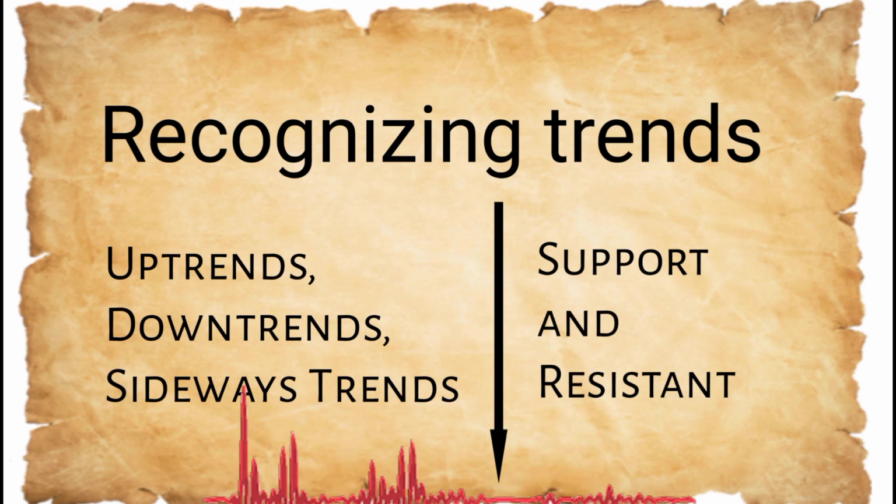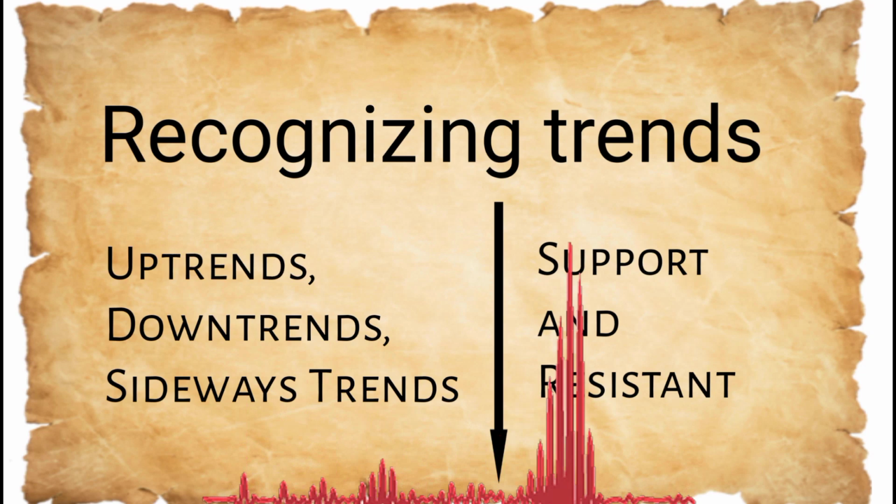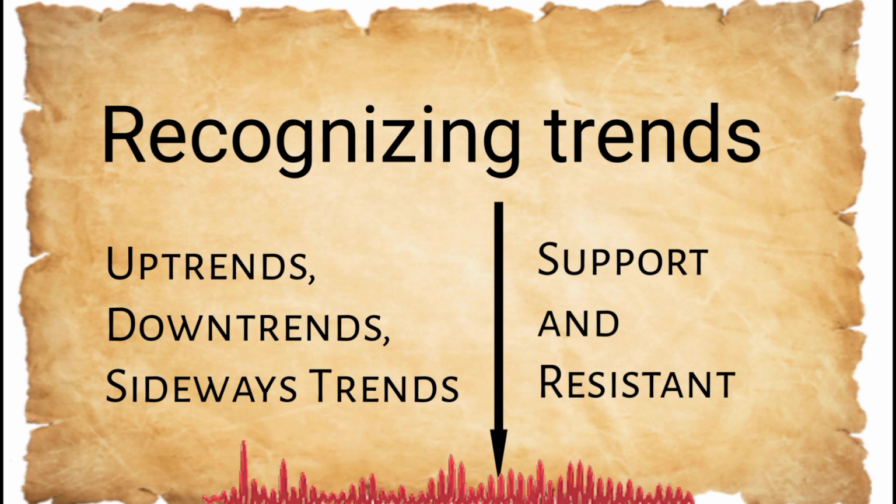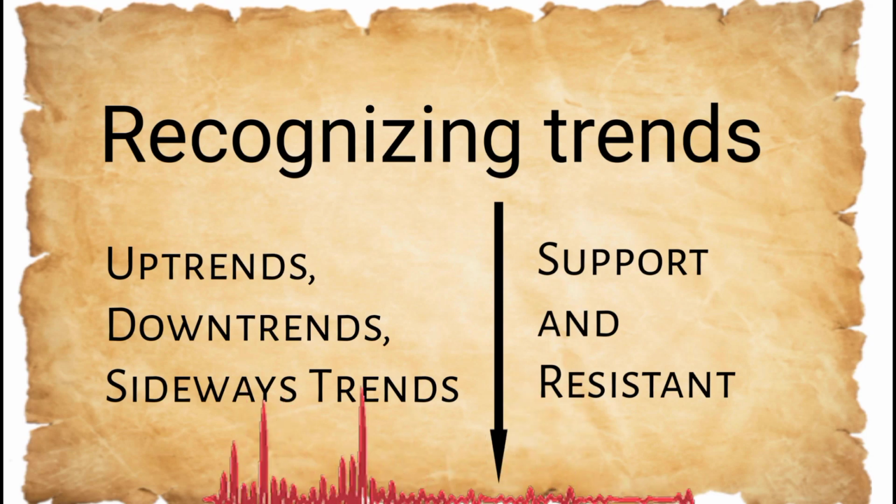Sellers dominate in this phase. 3. Sideways trend. Prices move within a range, bouncing between support and resistance levels without clear direction. Spotting the trend matters because trading against the trend is like swimming against the current. It's exhausting and often unprofitable.